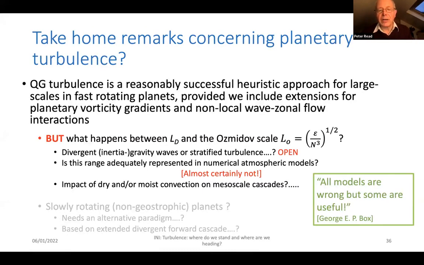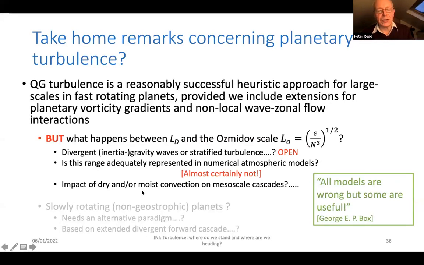Is this range adequately represented in numerical atmospheric models? Almost certainly not. I'm surprised nobody's already quoted this famous quote by George Box, that all models are wrong, but some are useful. It certainly shows an energy, an entropy cascade that behaves in a reasonably sensible fashion, but whether it's doing it for the right reason is still a matter of debate.